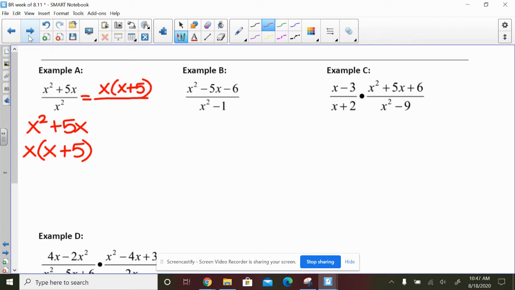And then the bottom is x squared. I'm going to write that out as x times x. The reason I'm going to do that is because now when I'm looking to see what I can cancel, I can cancel one of the x's on the bottom with that 1x on the top. And so now, just writing my answer, I have x plus 5 over x.